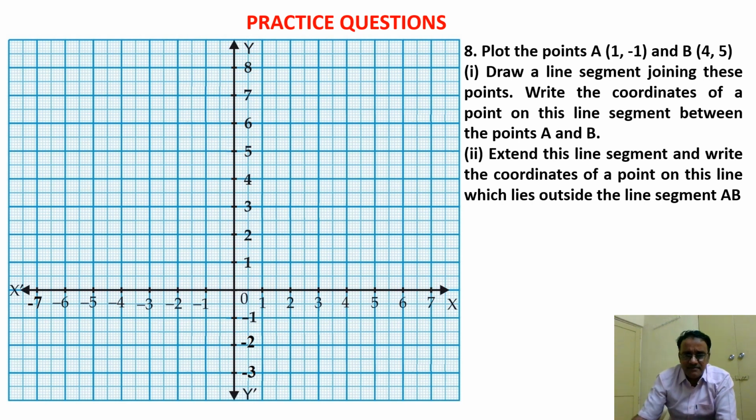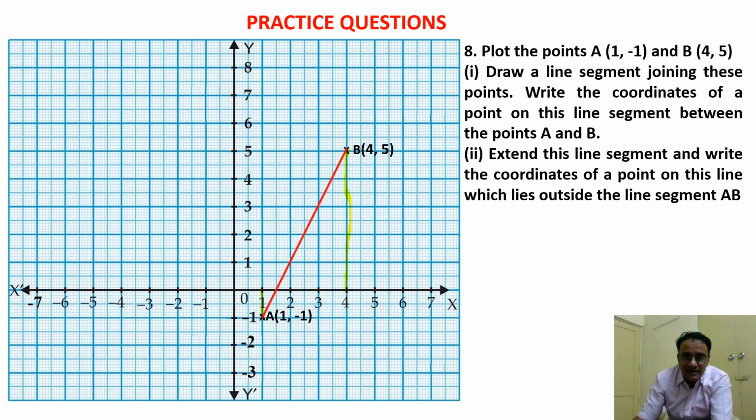(1, -1). So 1 is here. We'll move towards -1 up to downward side. तो ये हो गया आपका (1, -1). Next is (4, 5). So x 4 है, 4 से हम लोग up to 5 तक मूव करेंगे. यहाँ पर आ गया. So (4, 5). Now we'll join these two lines.